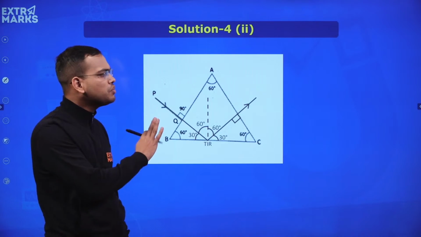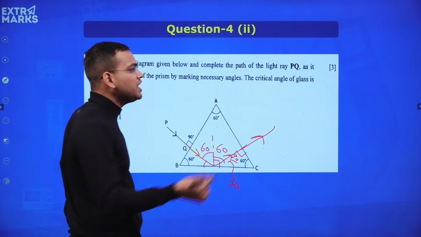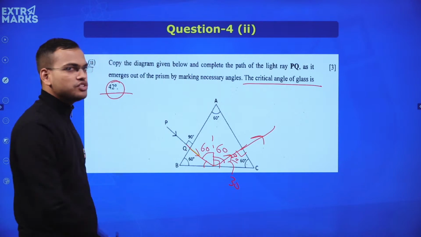So, very simple question. It was very simple, nothing complex was there. They have purposefully given you that the critical angle of the glass is 42 degree.